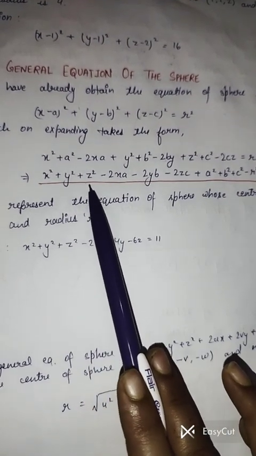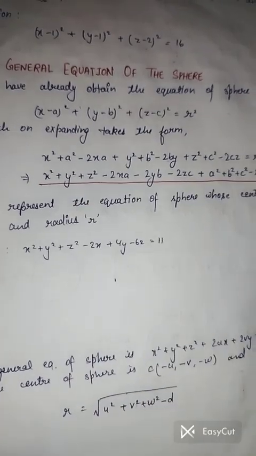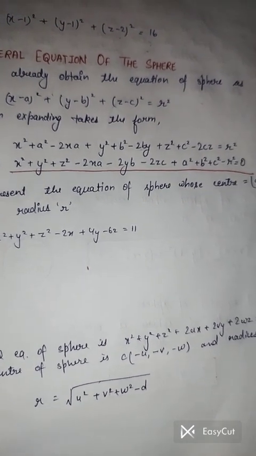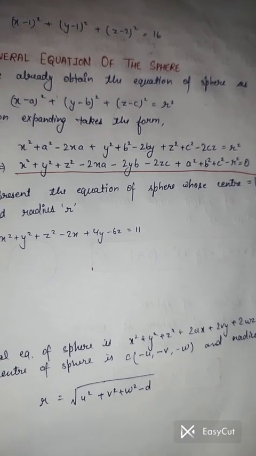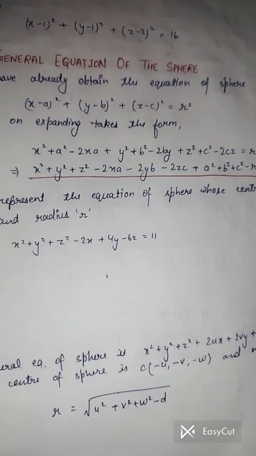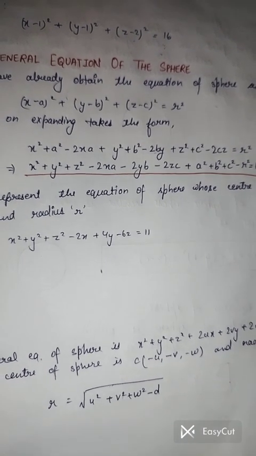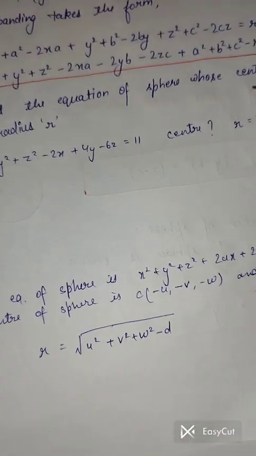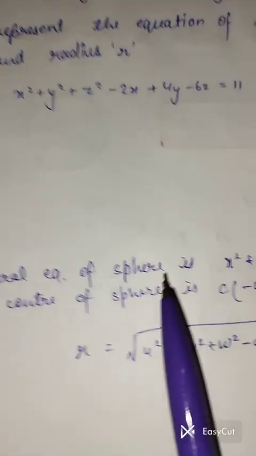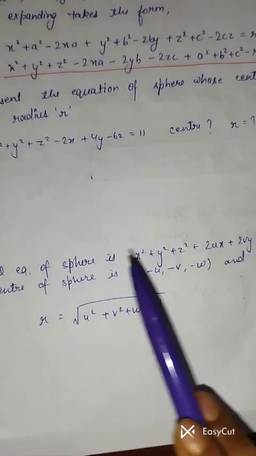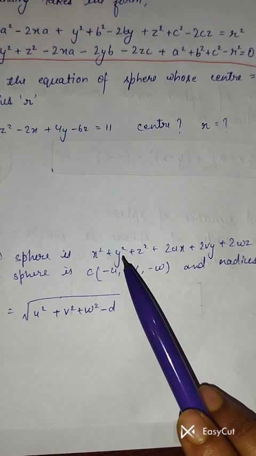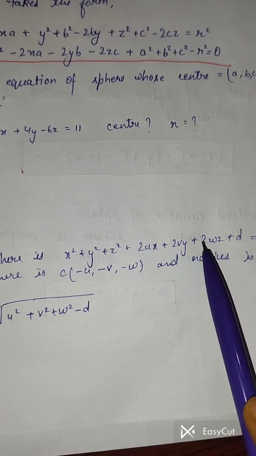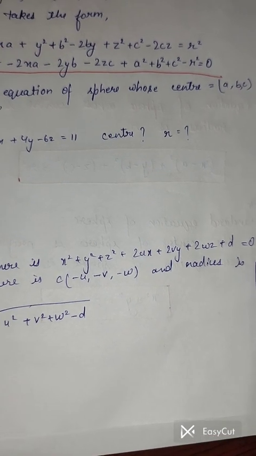That is x square plus y square plus z square minus 2xa minus 2yb minus 2zc plus a square plus b square plus c square minus r square is equal to 0, where (a, b, c) is the center point and r is the radius of the sphere. So before solving this problem, let us see the concept given below. We can also write the general equation of the sphere as x square plus y square plus z square plus 2ux plus 2vy plus 2wz plus d is equal to 0.